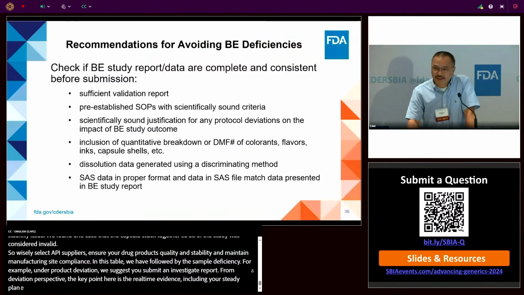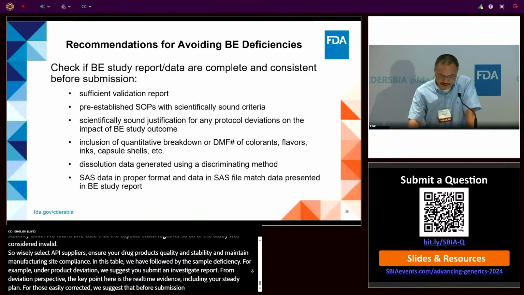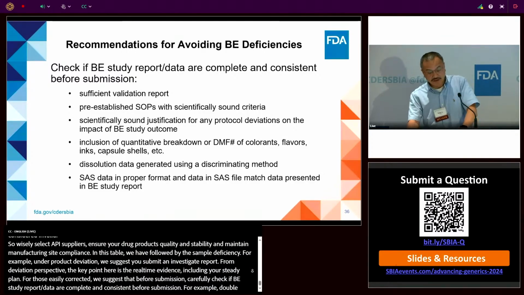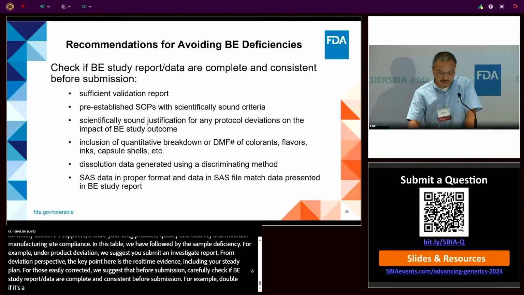For those easily correctable deficiencies, we suggest that before submission, you carefully check that the BE study report and data are complete and as consistent as possible. For example, double check that your SAS datasets are submitted in CDER format. In many cases, you can avoid easily correctable deficiencies.